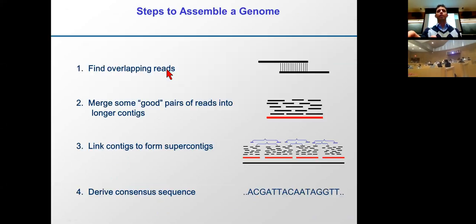So there are two strategies for assembling these types of data. The first is overlap layout consensus. So the idea here is, first, you simply align all reads against all reads. You just look for stretches of perfect similarity. And that's where a semi-global alignment algorithm comes in.